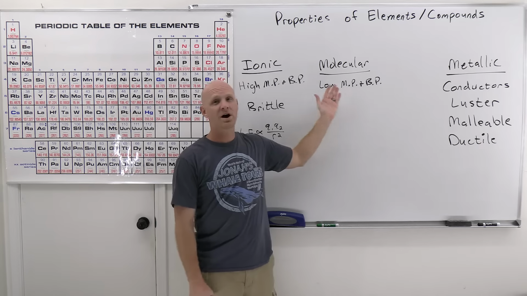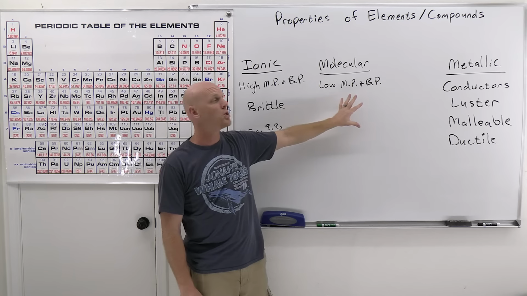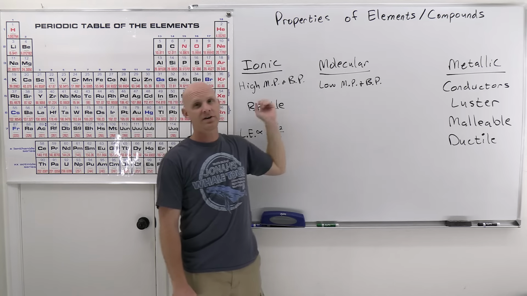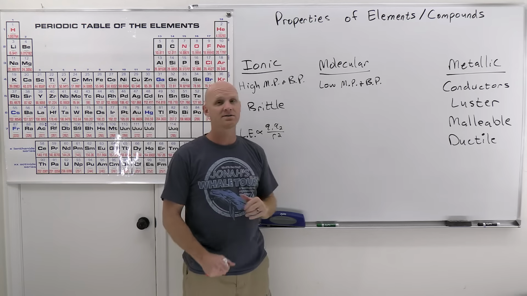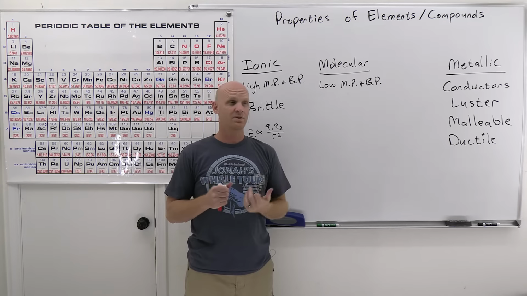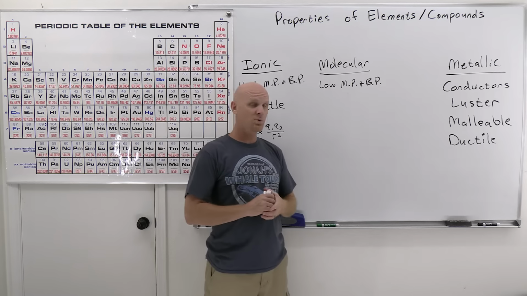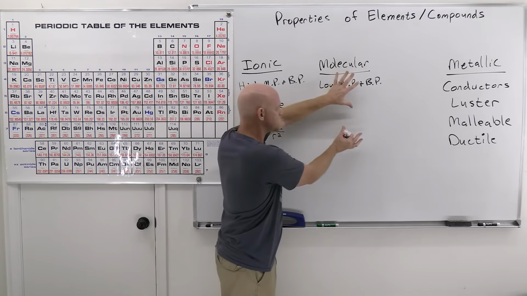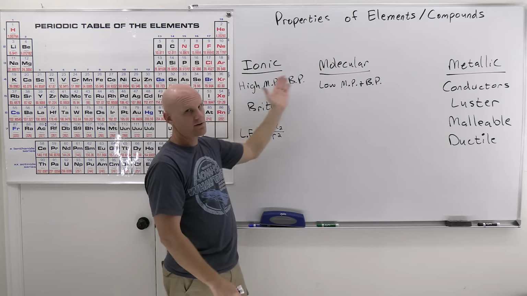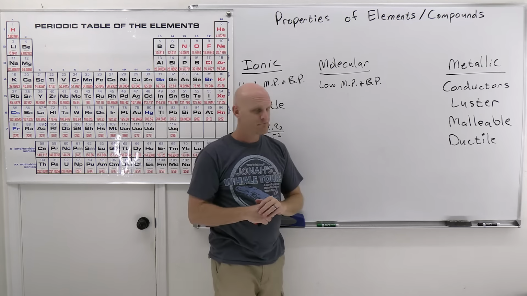So same thing with molecular compounds. The vast majority are going to have much lower melting points and boiling points than the ionic compounds we'll see. And again, there are exceptions. You can actually get some molecular compounds, some rather large ones, that actually have pretty high melting points. But again, relative, just by comparing this class of compounds to this class, higher, lower, kind of the way we're looking at that.